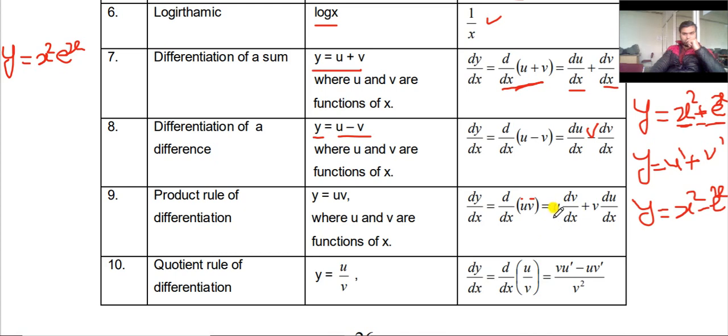So first see the formula. First function u and differentiation of second function. Second function is your v. The differentiation of v is dv upon dx plus second function, that is v, into differentiation of first function, du upon dx. So that is the formula.